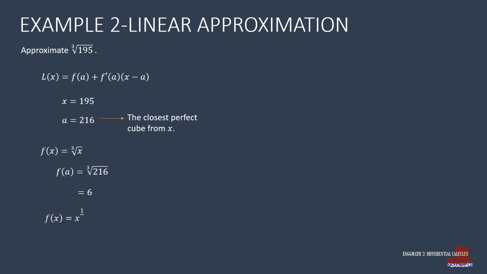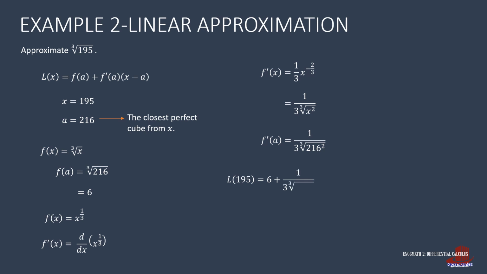The function of x is also written as x raised to 1/3, and its derivative is f prime of x, which can be computed as 1/3 of x raised to negative 2/3, also written as 1/3 times the cube root of x squared. F prime of a is 1/3 times the cube root of 216 squared.